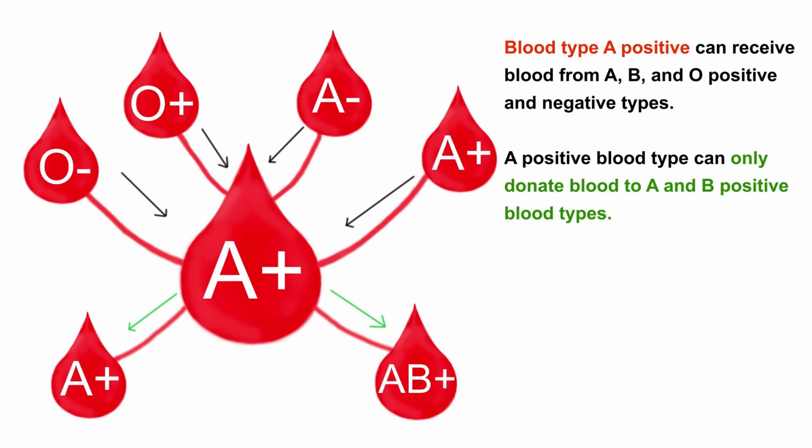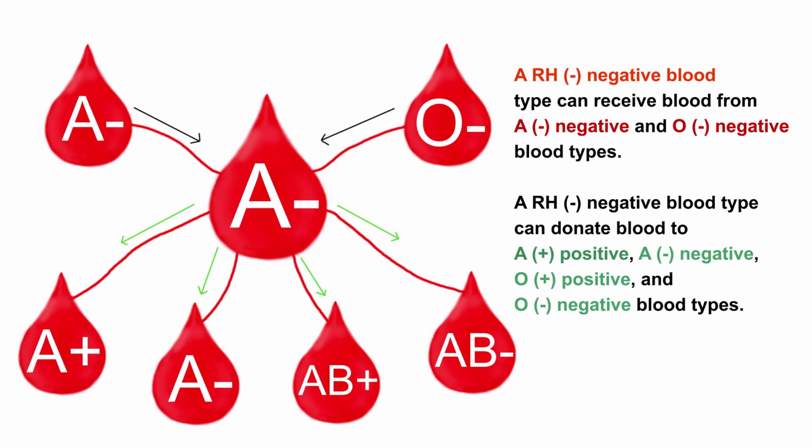A Rh positive blood can only receive blood from A positive, A negative, O positive, and O negative blood types. A Rh positive blood can donate blood to A positive and AB positive blood types.